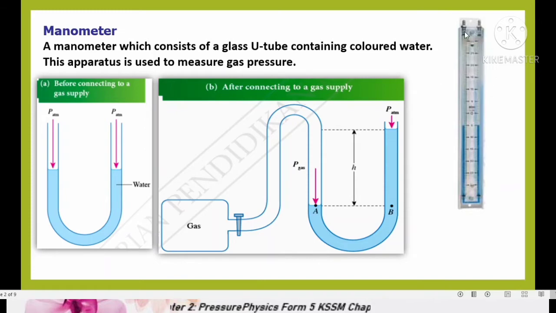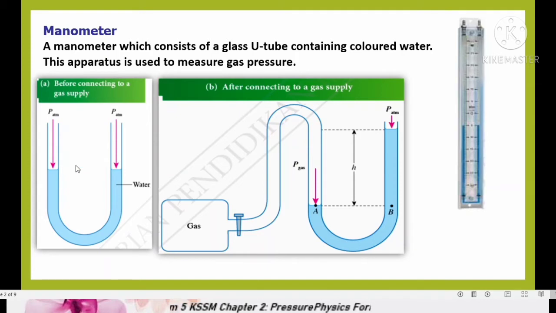This is the lab instrument to measure gas pressure. There is a more practical way. We call it a manometer. So you can see this is a U-tube, consisting of a liquid inside. This one is colored water.